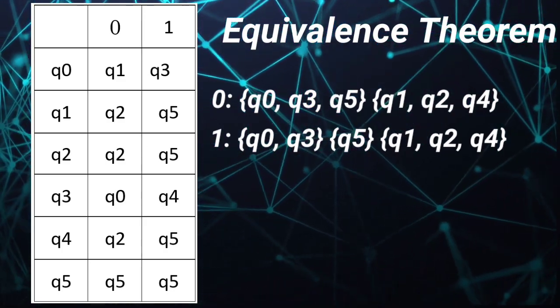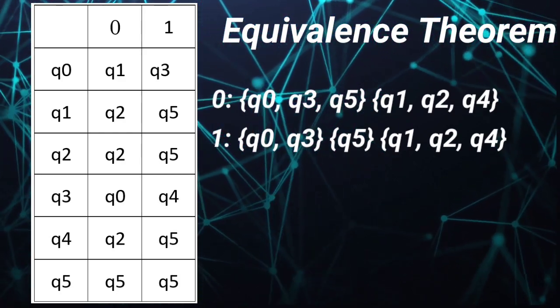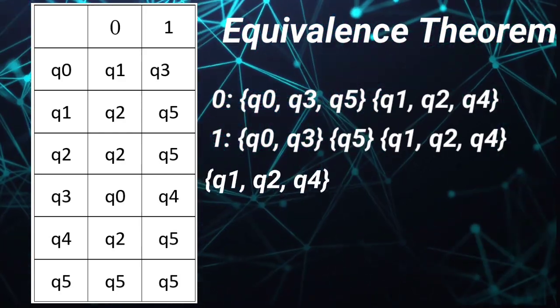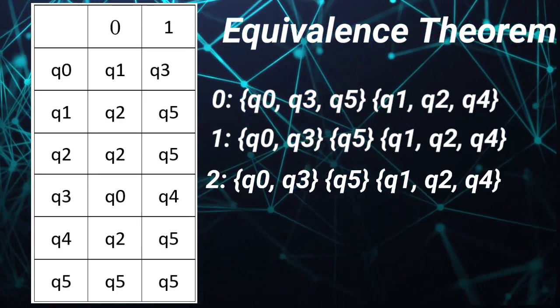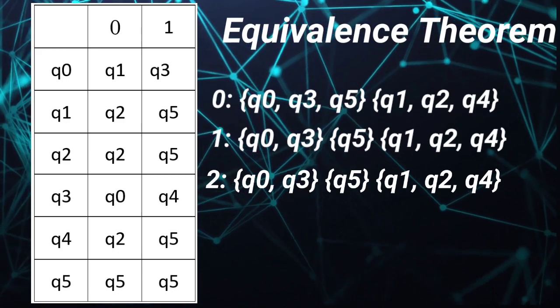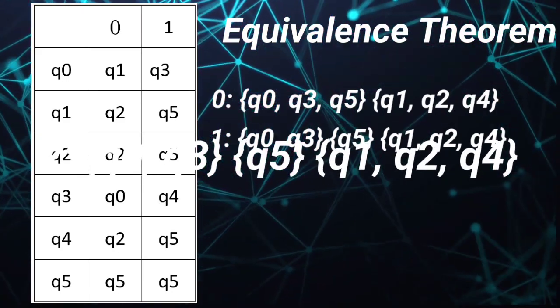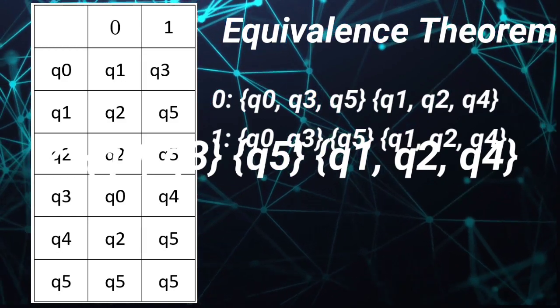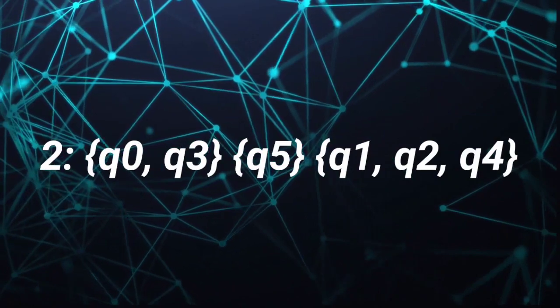And after that, we will proceed with this method until the current equivalence is the same as the previous one. On the last equivalence, we can see that there are no changes between the previous one and the current one. So that's when we will stop. After we get the final result of the equivalence, the DFA is now minimized.